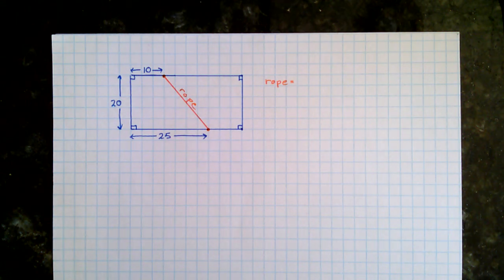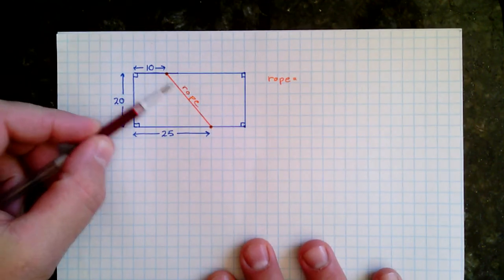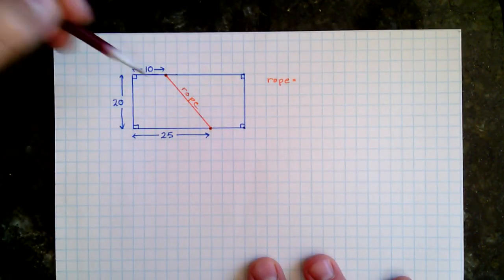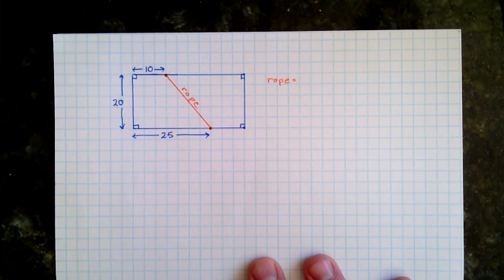What's going on, everyone? This is a problem from Khan Academy that came up on Pythagorean theorem. What I understand is you're trying to find the length of this orange line, it's rope, given a rectangle right here with the dimensions that are labeled given.